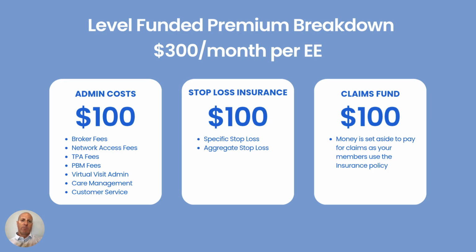So I just hope that that makes it a little bit simpler for you to understand. Typically, there's three buckets. Companies may call them different names, but your admin and your stop loss are typically your fixed costs. You'll never get that money back. The claims fund is the only portion of your premium that could potentially be recoverable if you did perform better than expected.